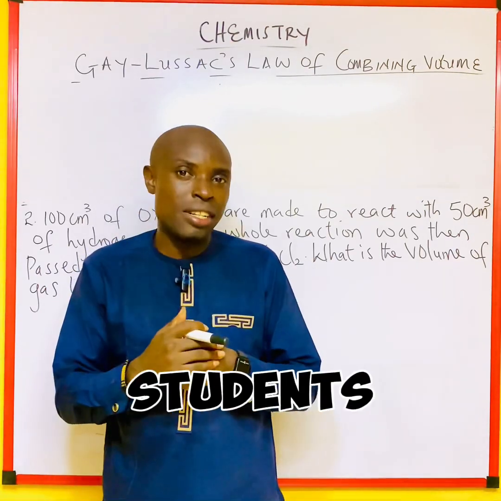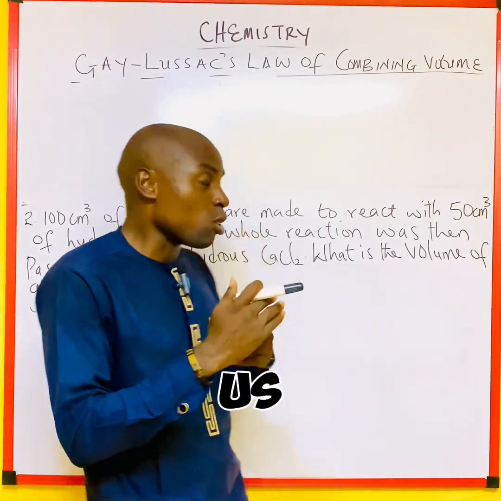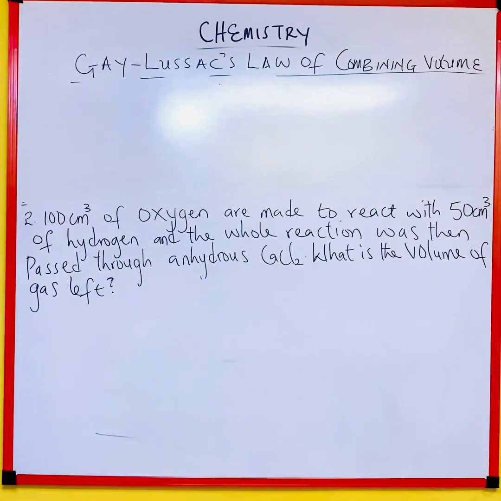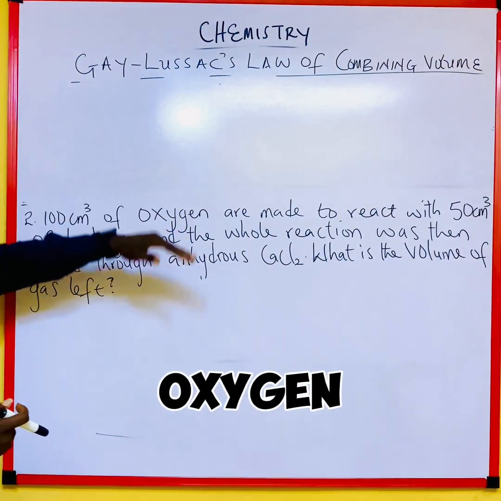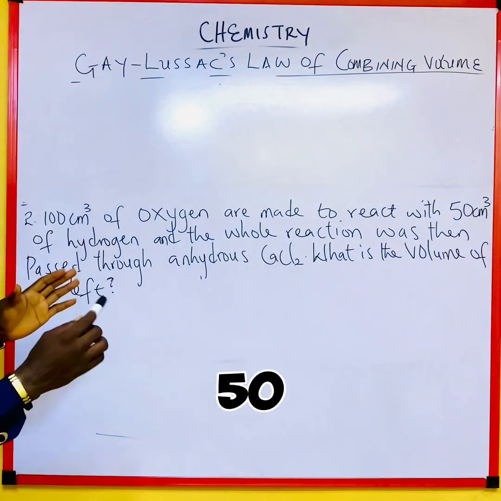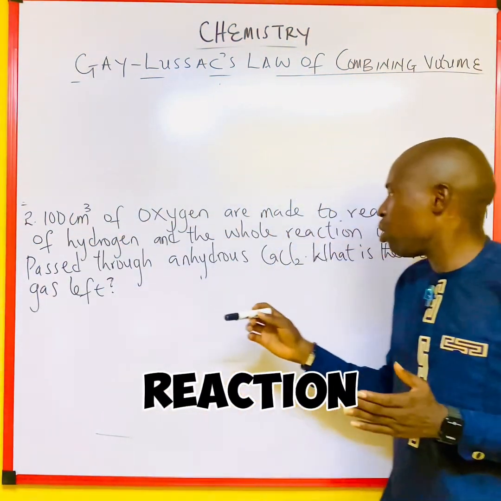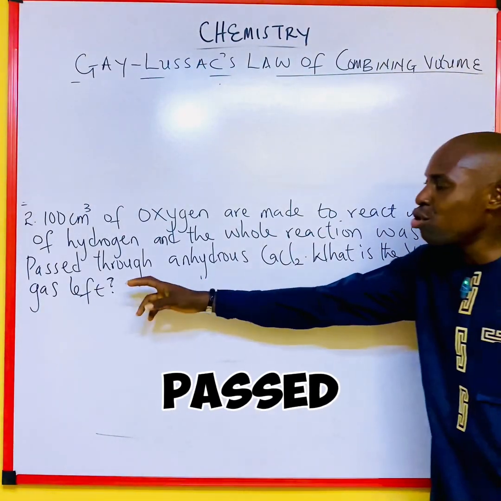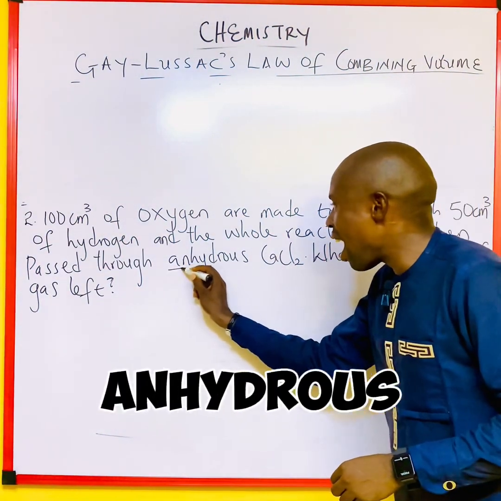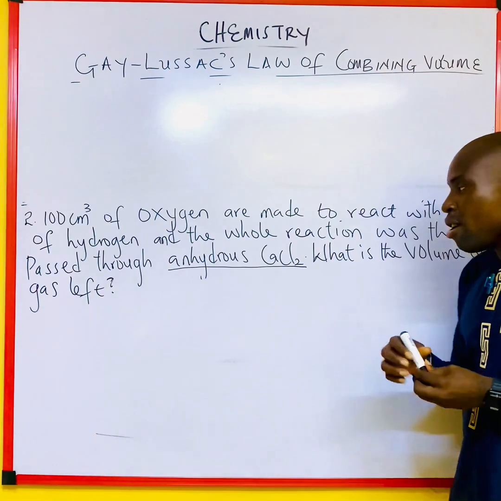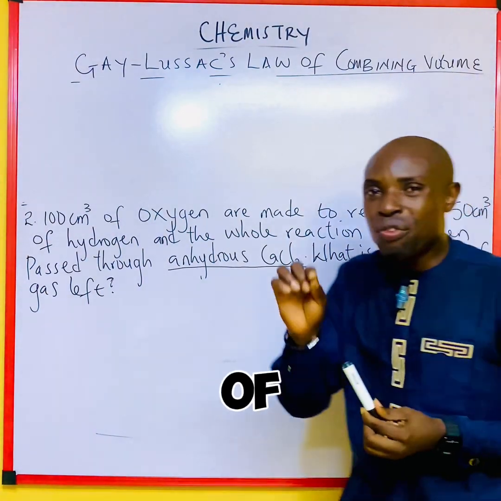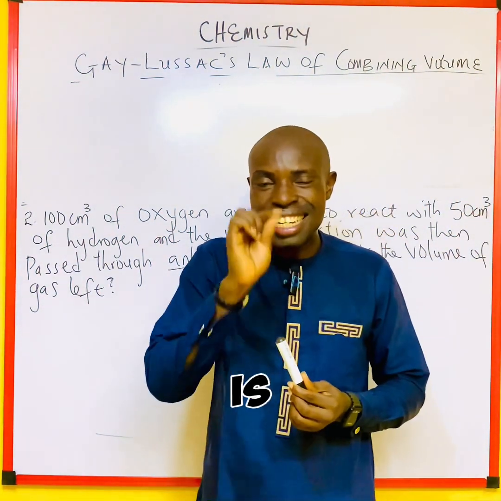Now, let us go back to this question. 100 cm cube of oxygen are made to react with 50 cm cube of hydrogen, and the whole reaction was then passed through, take note, anhydrous calcium chloride. What is the volume of the gas that is left?